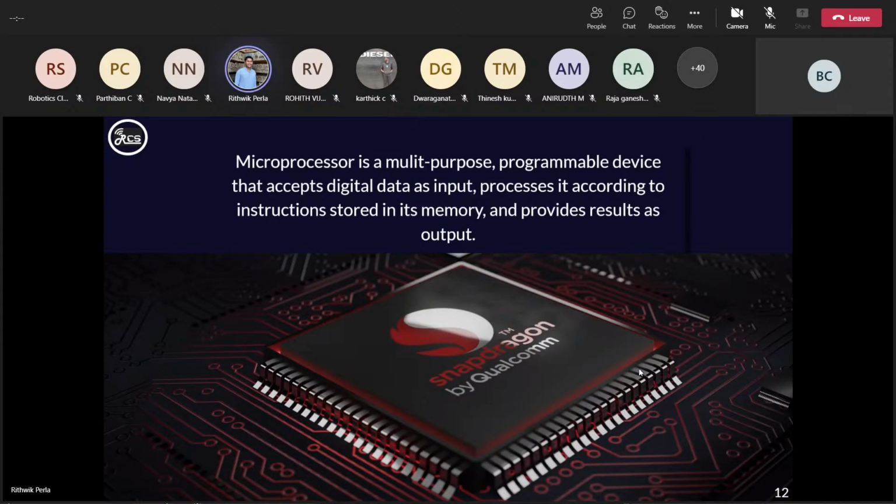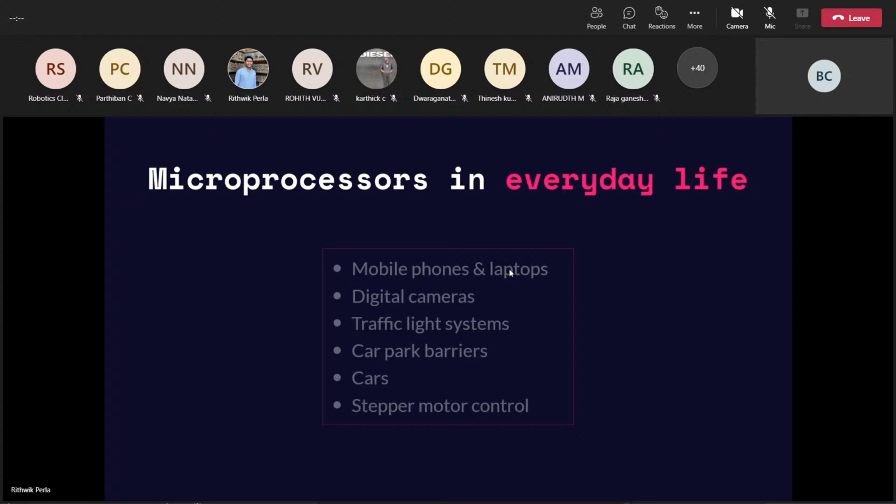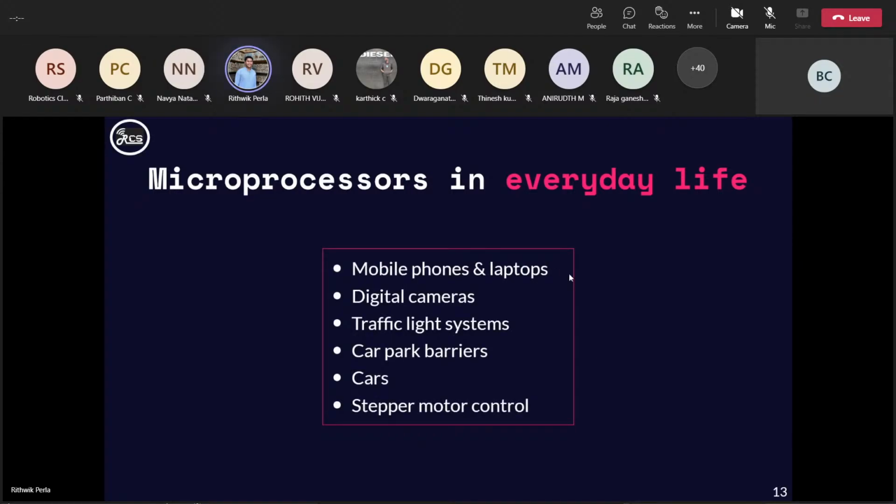Okay, let's have a look at uses of microprocessor in our day-to-day life. Okay, as everyone knows, mobile phones and laptops. Okay, now what about digital cameras? Anybody have an idea of why microprocessors are used in digital cameras?